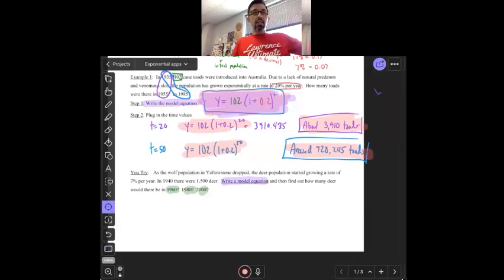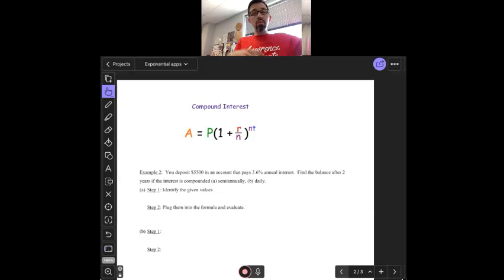Sorry, hold on. Anytime you borrow money, so like if you take out a loan, you have a credit card, anytime you invest money like into a savings account or other types of investment, like a CD or something like that, they use what's called compound interest.